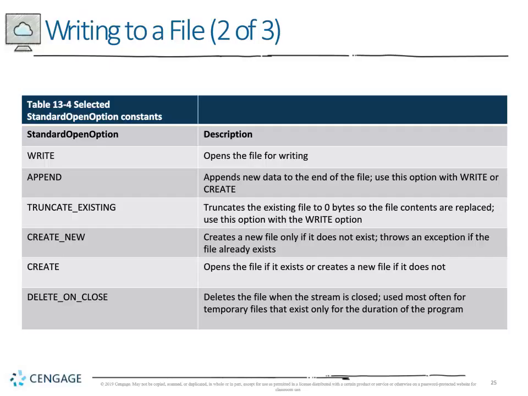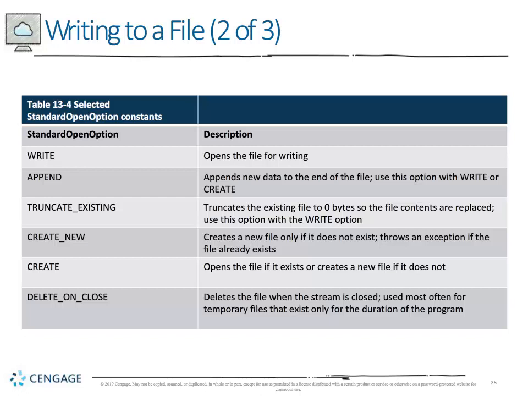ABCDF. In the previous program, we passed Files.newOutputStream, then the file, then the create option. There are other options, like the write option, which opens the file for writing; append; truncate existing, which truncates the existing file to 0 bytes so the file contents are replaced; and create_new, which creates a new file only if it doesn't exist.